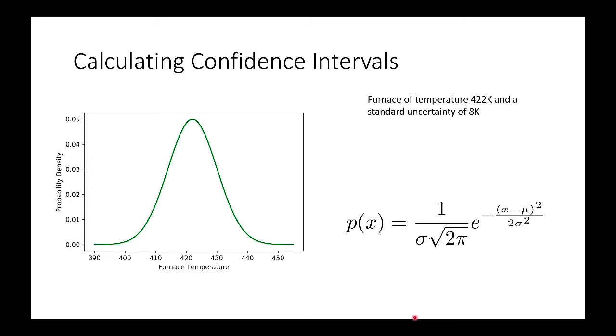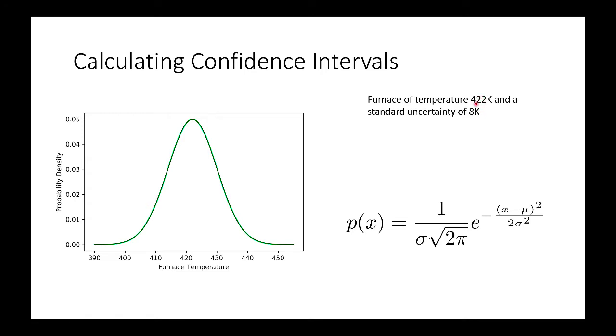Okay, let's say we know the mean value and standard uncertainty of some measurement, and we want to work out the confidence intervals. So we want to know what range you are 50% likely to be in, 95% likely to be in, or whatever. So let's do a particular example. Let's imagine we have a furnace, and it's got a temperature of 422 Kelvin on average with a standard uncertainty of 8 Kelvin. And we want to work out what the confidence intervals are. What range of temperatures can we be pretty sure that the temperature is always going to be in?